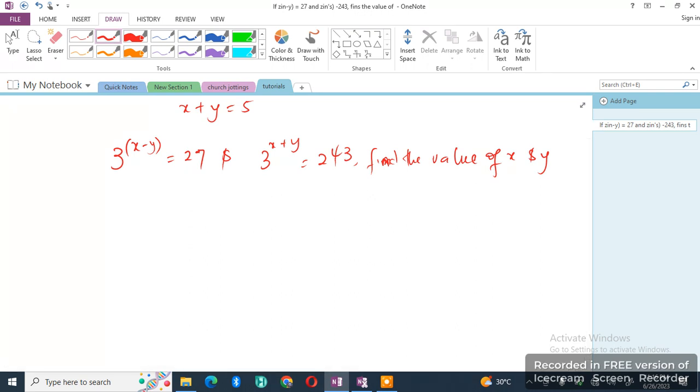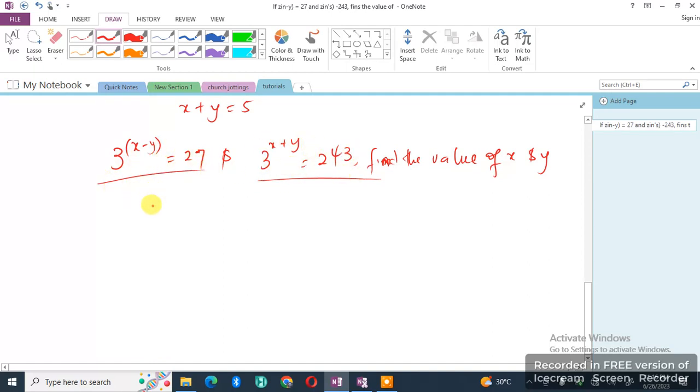Alright, 3 raised to the power x minus y equals 27, and 3 raised to the power x plus y equals 243. Find the value of x and y. Alright, so we're going to solve this. This is basic indices. We're going to solve each one, and then we'll combine them as simultaneous equations.